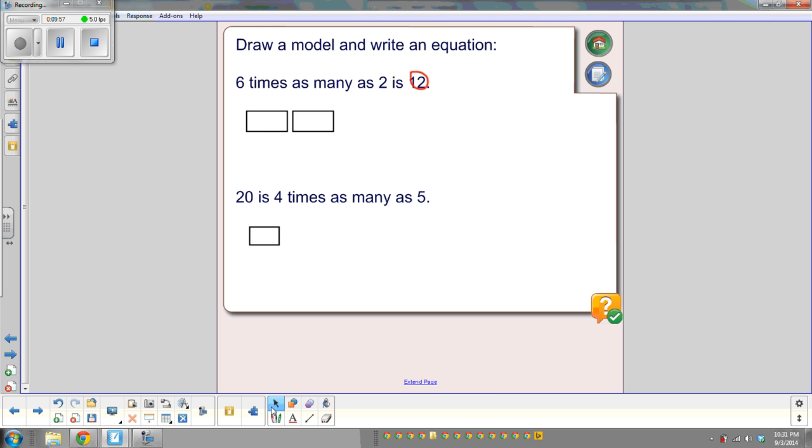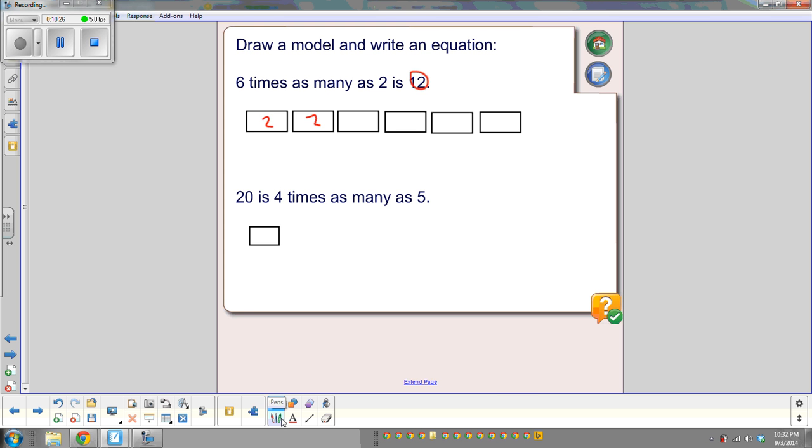All right, so if I have 2 in each of these boxes, just keep that in mind as I'm putting the boxes out. So I have 2, 4, 6, 8, 10, 12. Okay, so we have 2, 4, 6, 8, 10, 12.